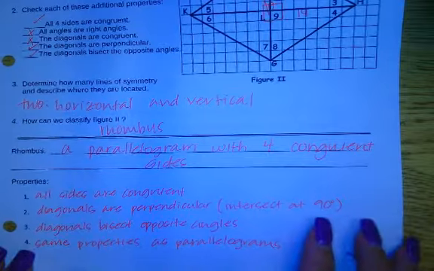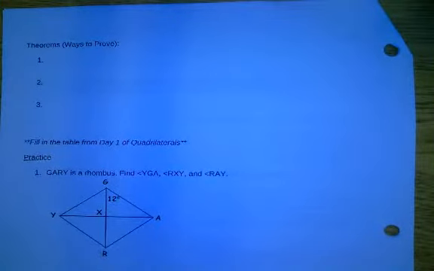So on your pink sheet, fill in the column for rhombus. We're a little early, but that's okay. We'll do the theorems after. But fill in the category for rhombus. You should have 10 things again.